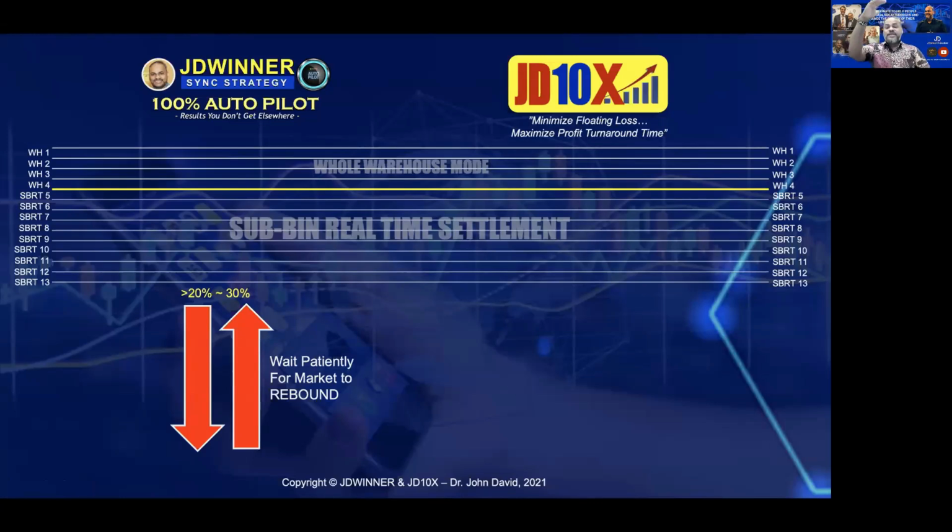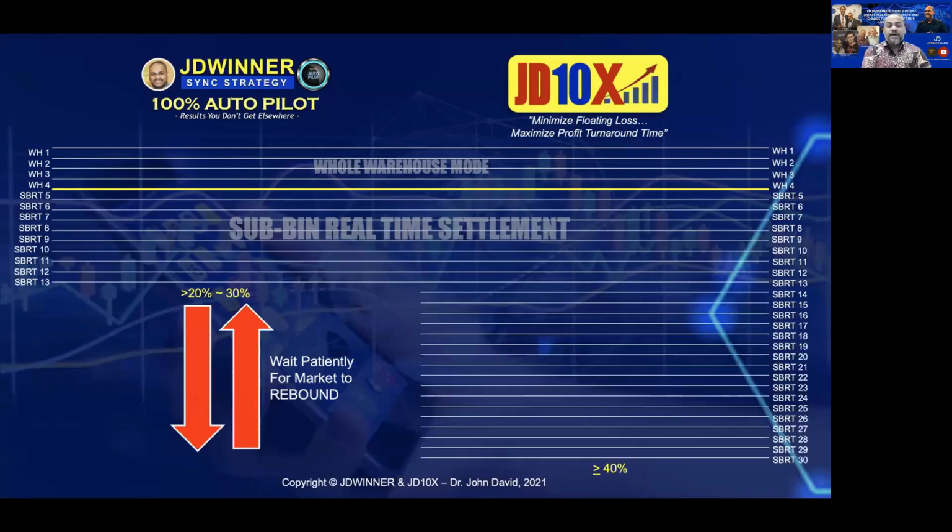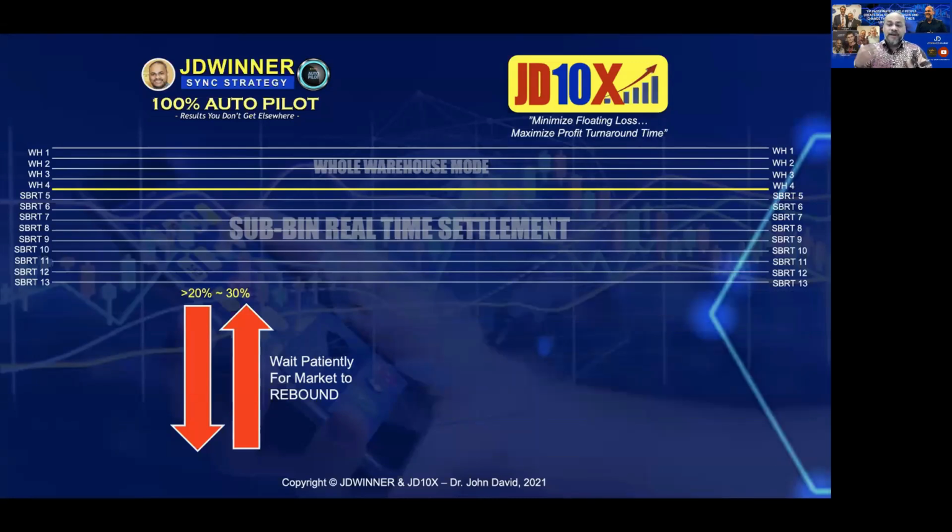All right, you will see even the market can go further down. So once you hit the 13 margin call, you have to wait patiently. Now, this is where you have to balance between your capital and your expectation.